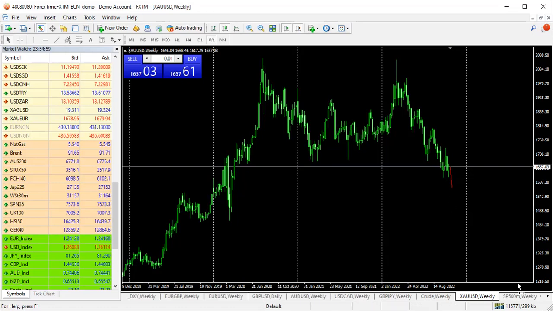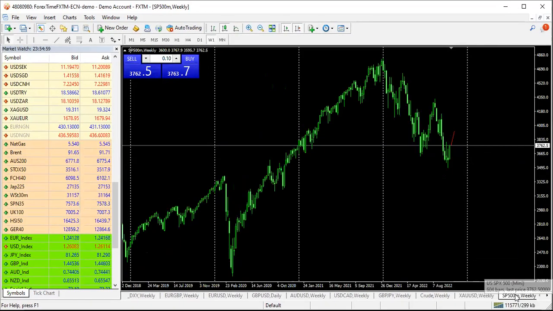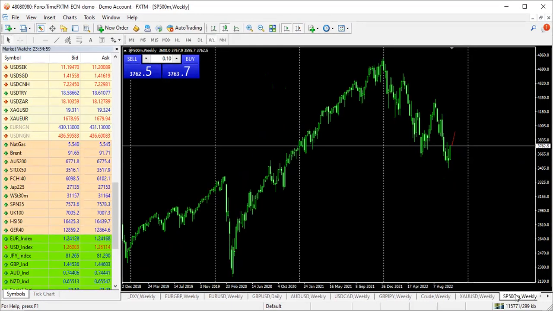Okay, and for S&P 500, S&P 500 is going to gain momentum to buy this coming week. So you should be looking out for opportunity to buy, not opportunity to sell. So look for the strength of S&P 500 in bullish direction.